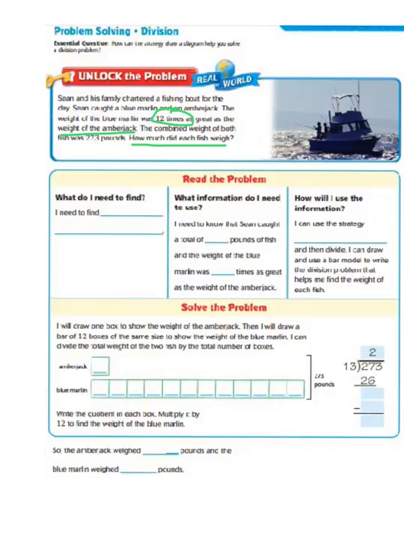So let's see, what do I need to find? I need to find the weight of each fish. So what information do I need to use? I need to know that Sean caught a total of 273 pounds of fish, and the weight of the blue marlin was 12 times as great as the weight of the amberjack. So exactly how will I use the information? I can use the strategy, draw a diagram.